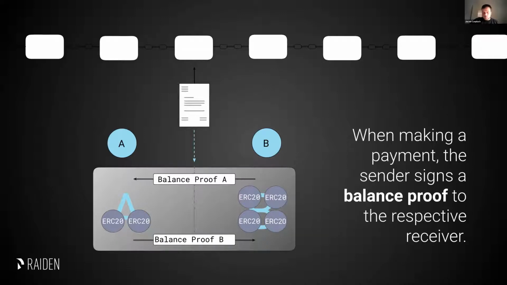So yeah, how does it work in general? What goes on between the opening and the closing of channels? We do this by having balance proofs. You can look at a balance proof a bit like a check. So Alice signs a check to Bob saying, I now owe you, I don't know, five tokens.